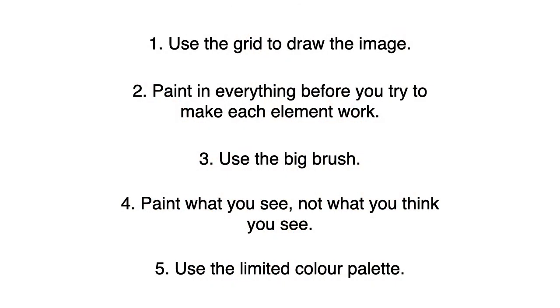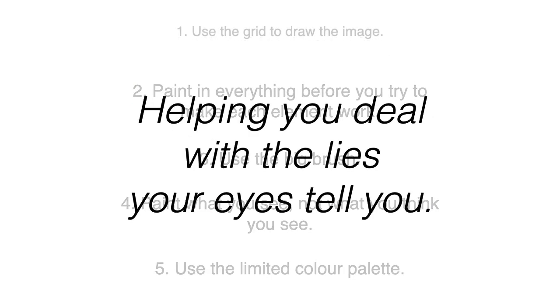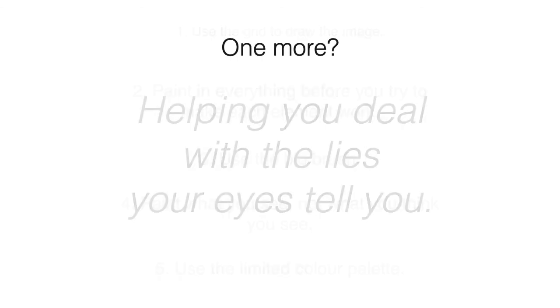So those are the 5 elements that I run in my class, and hopefully they're there to help you deal with the lies your eyes tell you. I have one more funky little thing. I want to throw this one at you. Again, talking about grayscale, and I'm talking about how your eyes see color, even in grayscale. So let's do this one.